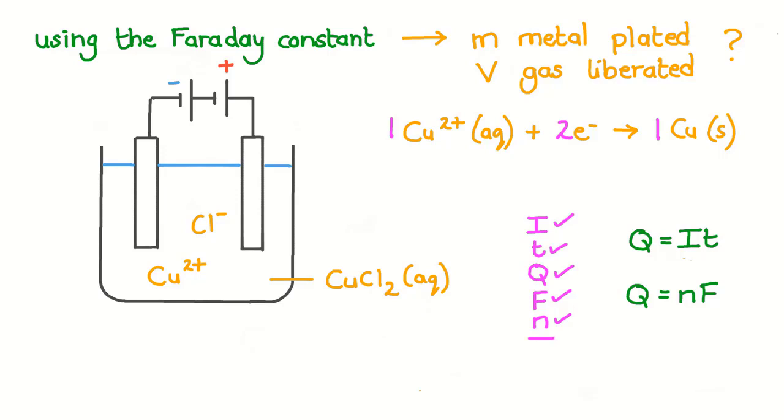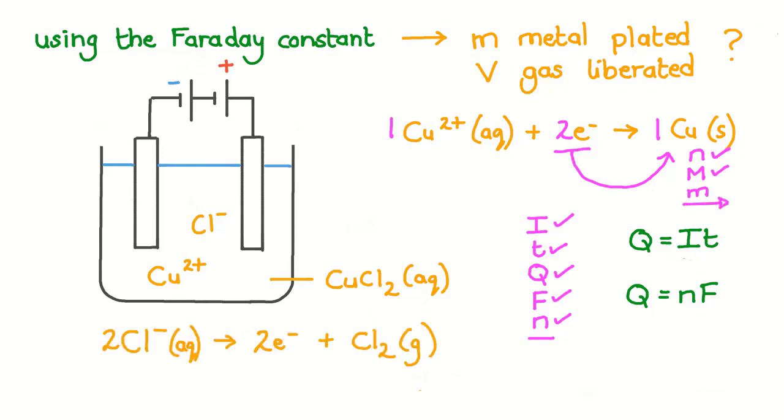Next, we can take the number of moles of electrons transferred and relate it to the moles of copper produced, using the stoichiometric coefficients from the balanced equation. We can then use the number of moles of copper produced with its molar mass to determine the mass of copper deposited during electrolysis. In a similar way, we can work out the volume of chlorine gas liberated. Knowing the stoichiometric coefficients of the chlorine oxidation half reaction, and knowing the number of moles of electrons transferred, we can then calculate the number of moles of chlorine gas produced.